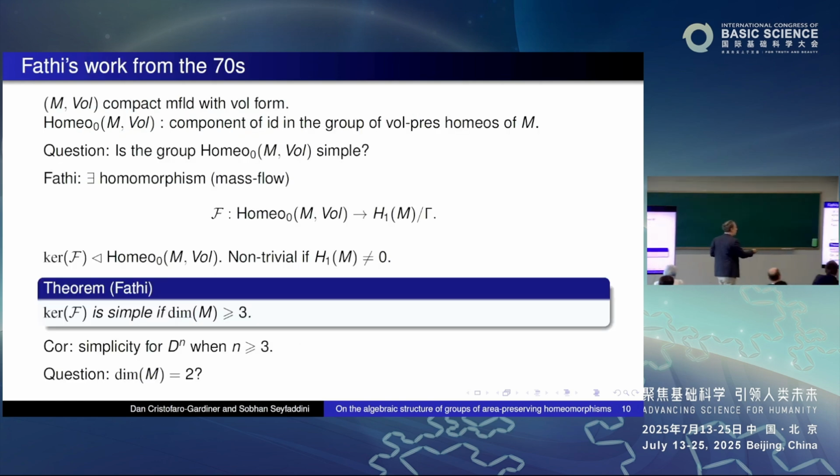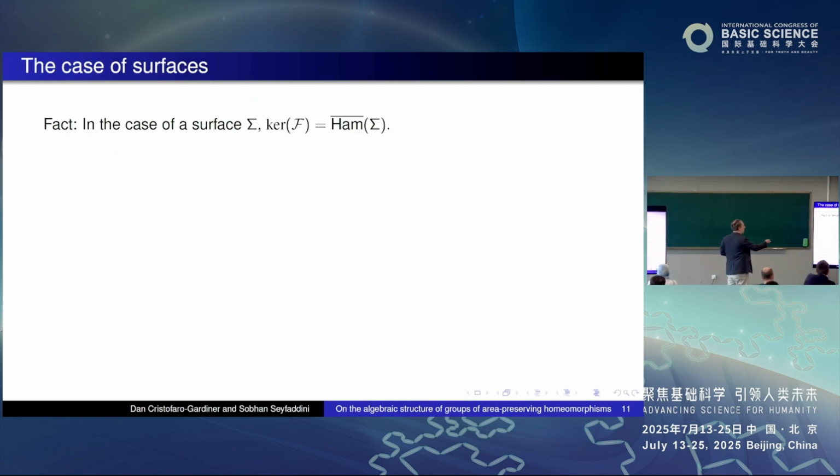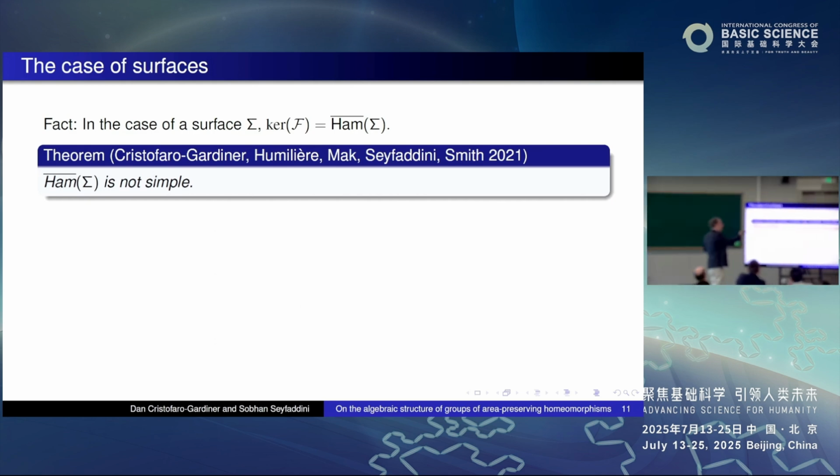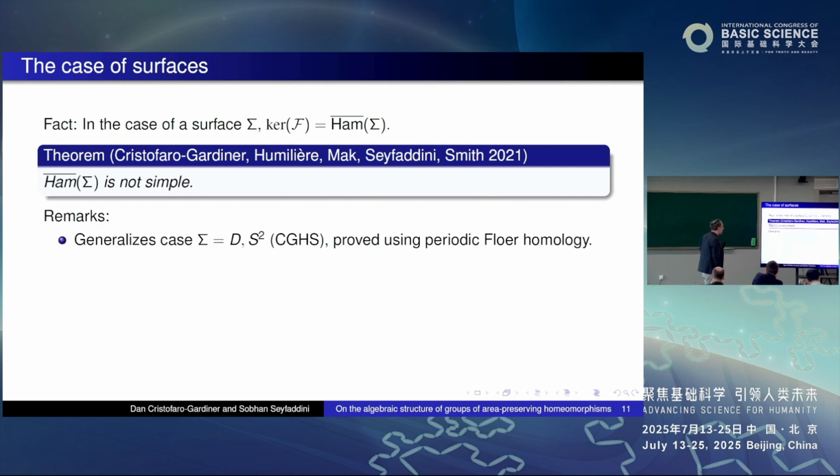Review. So here's the theorem. In addition to the three of us, we proved this jointly with Chuck-Yu and Ivan, which says that in fact, for any surface, the kernel of the mass flow homomorphism, or as Sobhan was saying, in other words, the Hamiltonian homeomorphism group is not simple. So again, it contrasts the situation in higher dimensions. So let me give a few remarks about this.